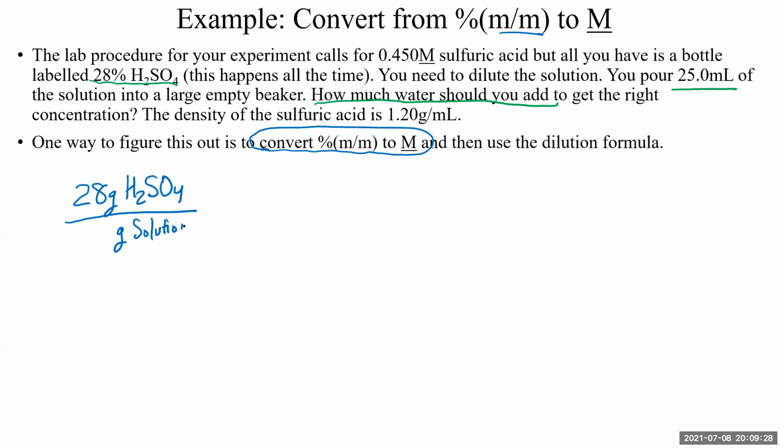Well, what's the denominator in any percentage? The denominator in a percentage is always, by definition, exactly 100. This is an exact number. It's not a measurement. By definition, a percent is a number over 100. It's a fraction over 100.